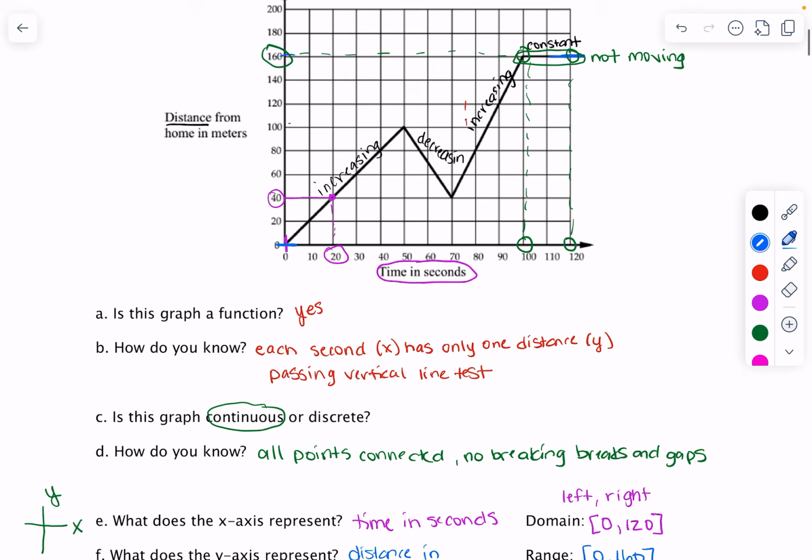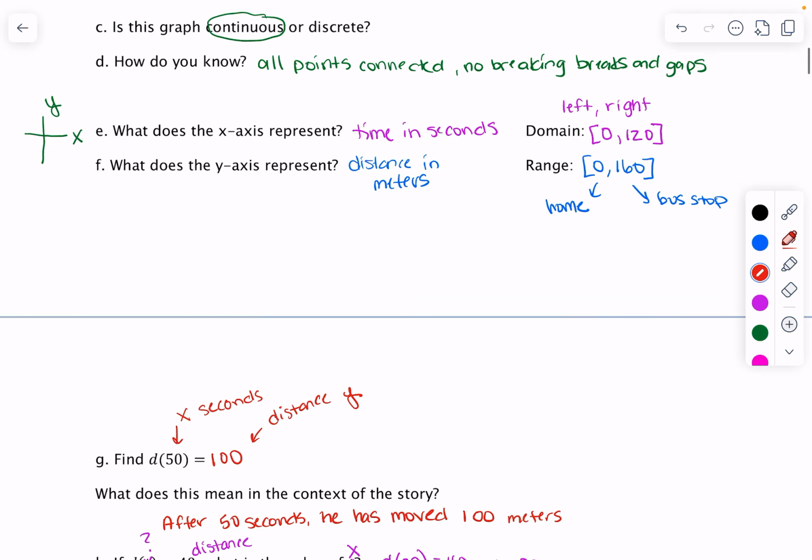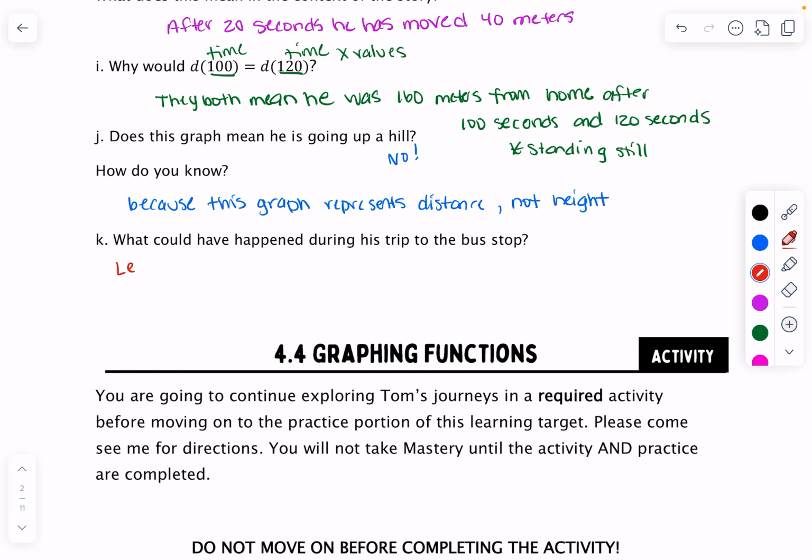Okay, so I'm going to say he's increasing, decreasing, increasing. But if we look at this right here, and we are understanding that this right here is home, then this means he's probably walking because his distance is increasing. He's probably walking towards the bus stop. So the first thing he does is he leaves home and walks. Walks is critical here. Probably towards the bus stop.